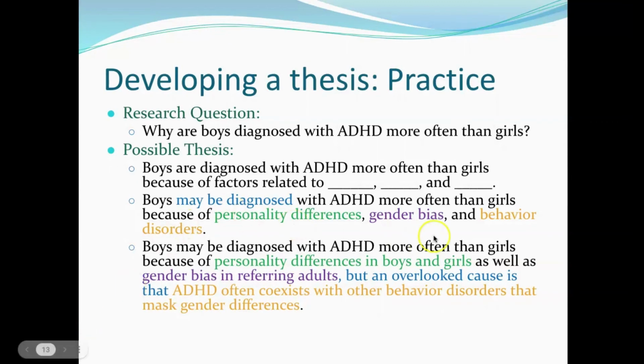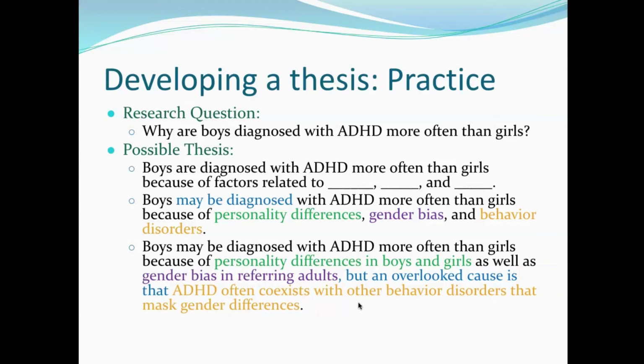And for this last example, I have this part in blue text where I say, "but an overlooked cause is that," before I introduce this 3rd type of evidence or argument: ADHD often coexists with other behavior disorders that mask gender differences. When I say, "but an overlooked cause is that," I'm really telling my readers that I'm going to be focusing most of my paper, I think, on that last part, and previewing that it's the main, most interesting, newest contribution of my paper.